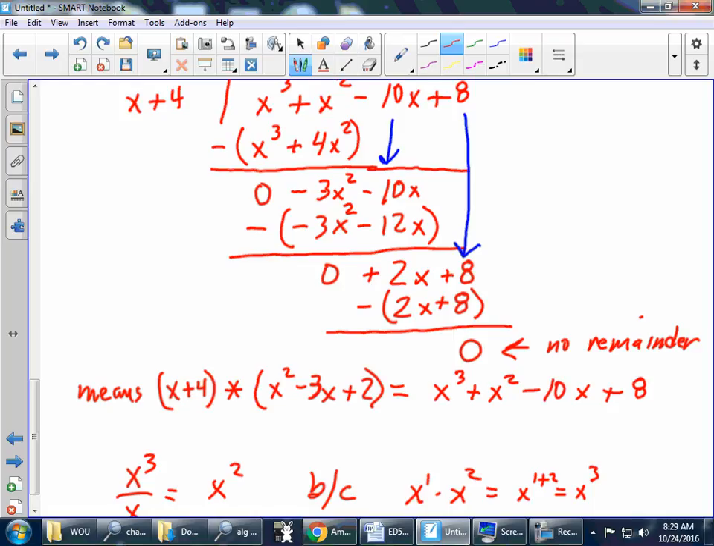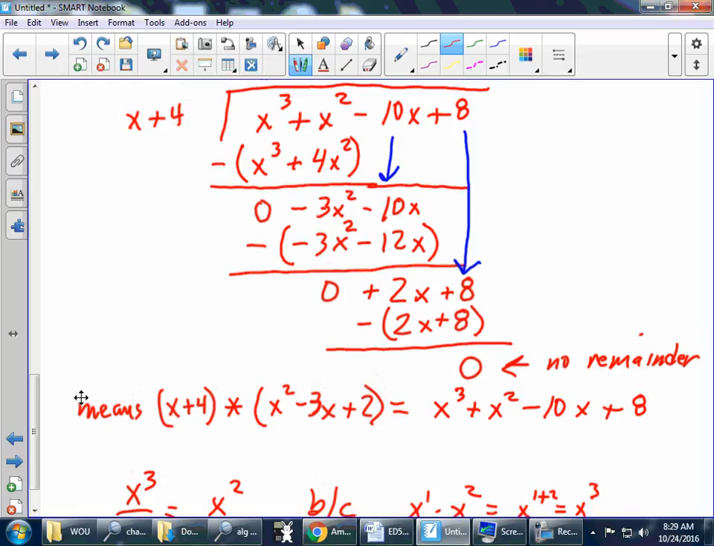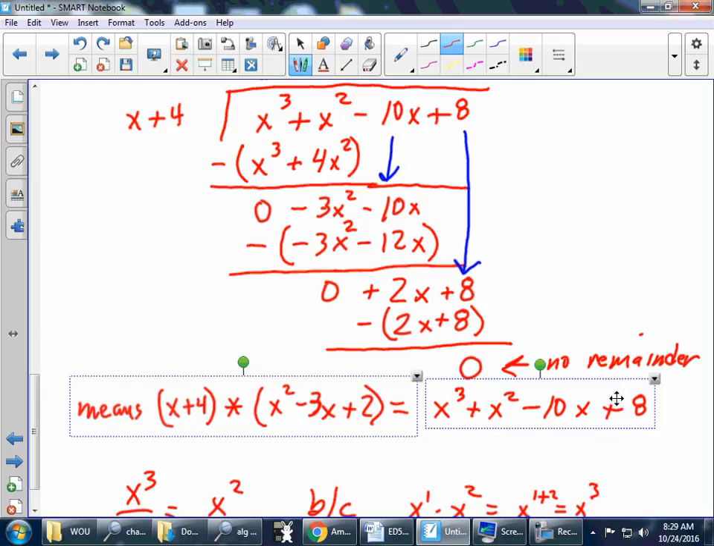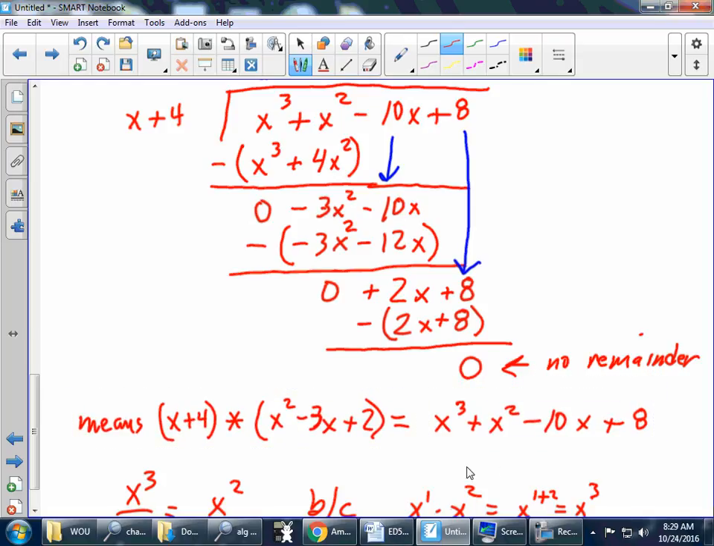And that's what we were doing in the warm-up. That's why we started with that warm-up. Laura, is that okay? So if I go this divided by this, I get this. If I go this binomial times this trinomial, I get this polynomial.